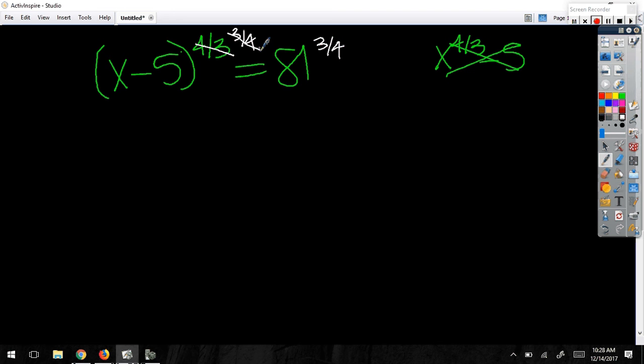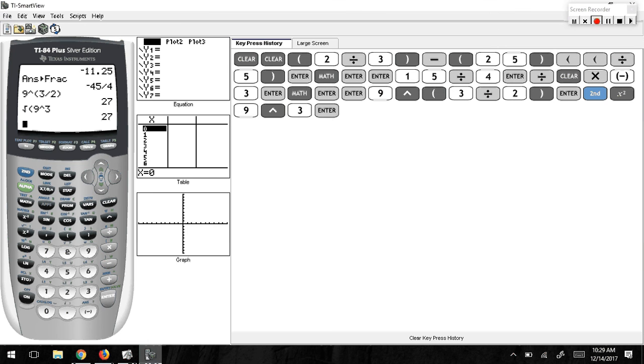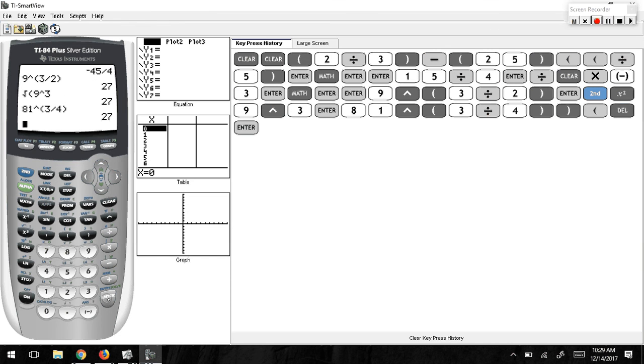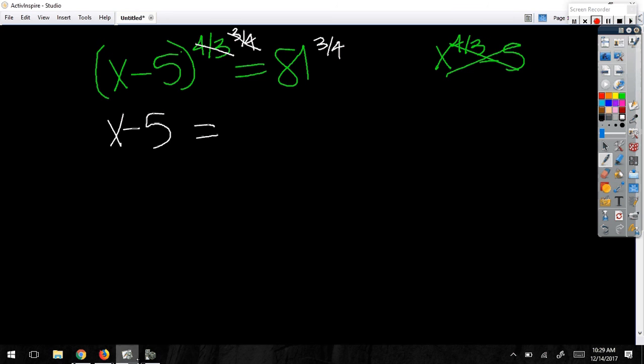On the left, I end up with x minus 5. And on the right, I'm going to use my calculator for this. 81 to the 3/4, which, again, is 27.